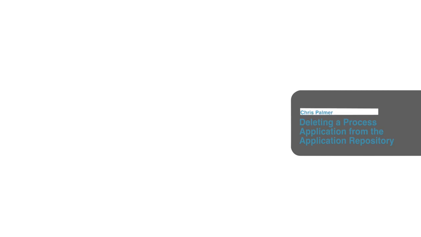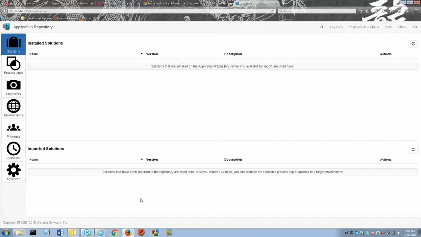In this video, we're going to talk about deleting a process app from the application repository. Deleting a process app removes it from the repository so it can no longer be deployed to a runtime environment. It does not remove the process app from the SBM application engine server. You must undeploy it to do so.